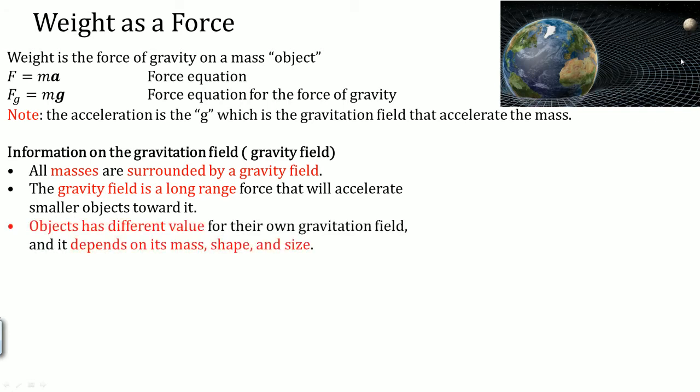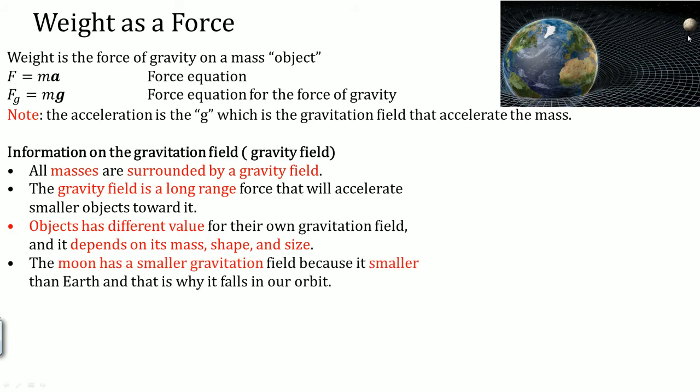Notice objects have a different value for their own gravitational field. It depends on its mass, shape, and size. Notice the Earth is big, that's why it bends it down this much with its gravitational field. Look at the moon, which is smaller. It only bends it down a little bit, so it has a smaller gravitational field. The moon has a small gravitational field because it is smaller than Earth. That is why it falls within our orbit.